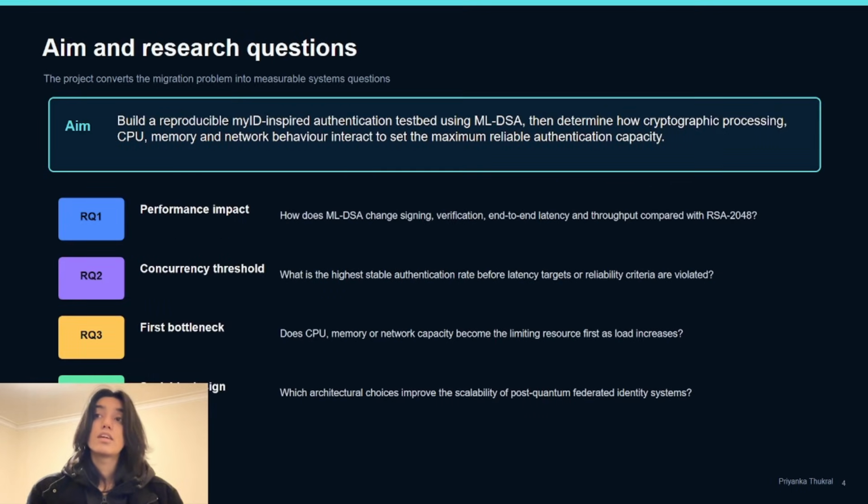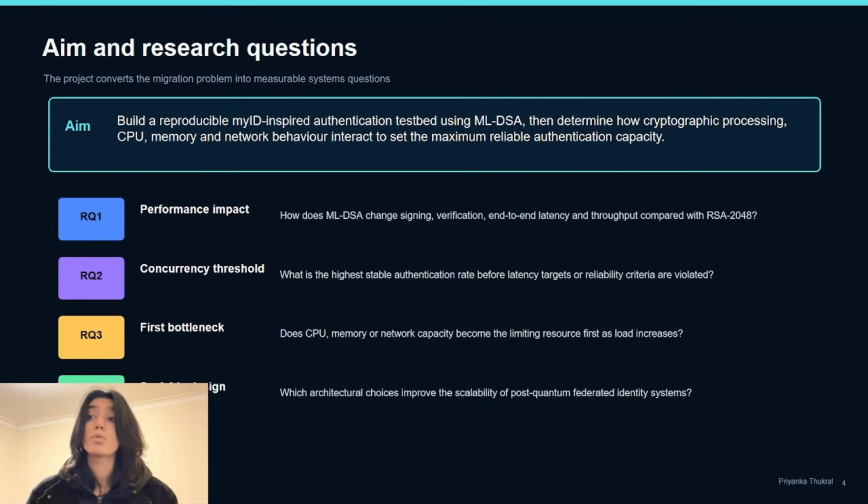Now, the aims and the questions that I have come up with so far. My aim was to build a simulated working environment for the myID system. I came up with these questions. Question one: how does ML-DSA change signing and verification end-to-end latency and throughput compared with RSA? It also covers the size of the public keys and signatures generated by ML-DSA, comparing them with the RSA that the current system has.